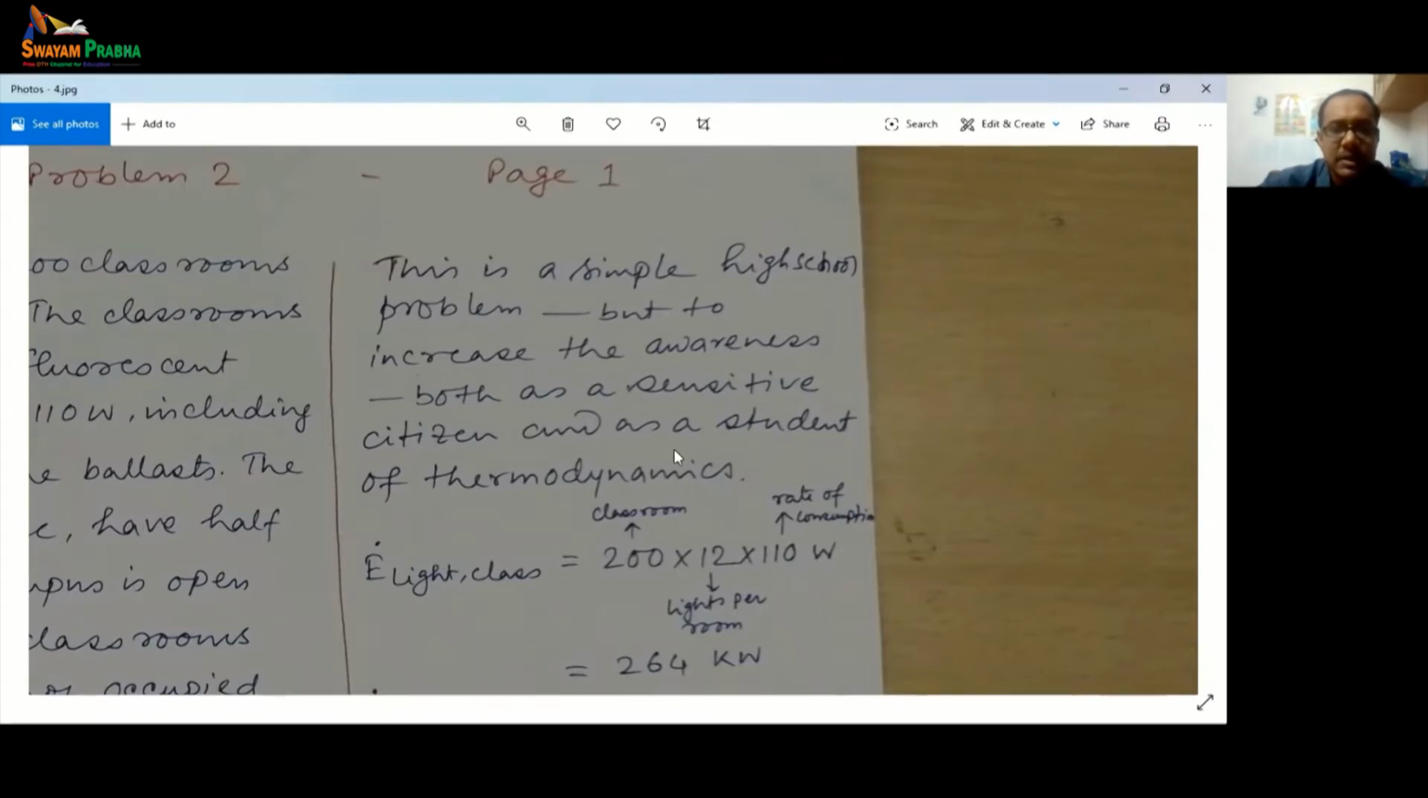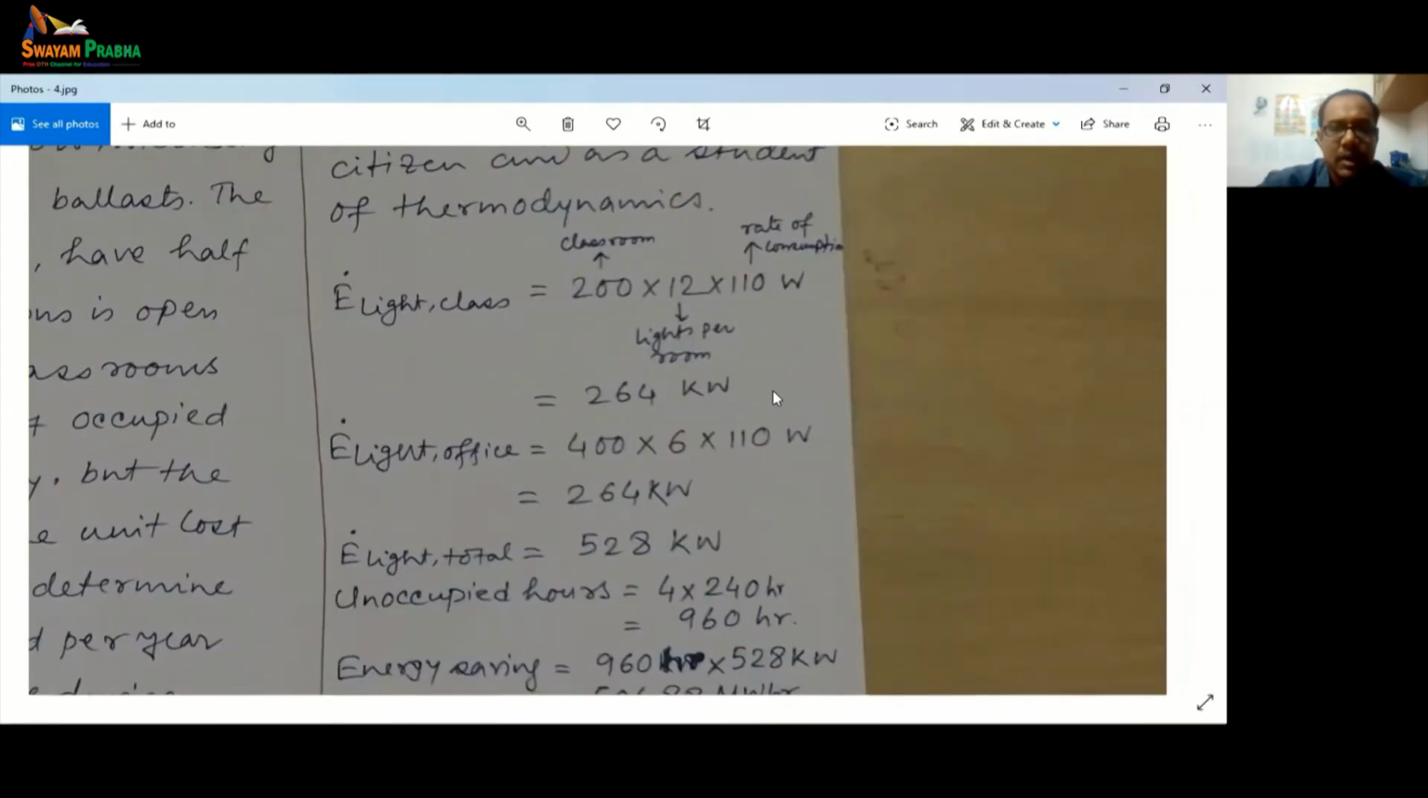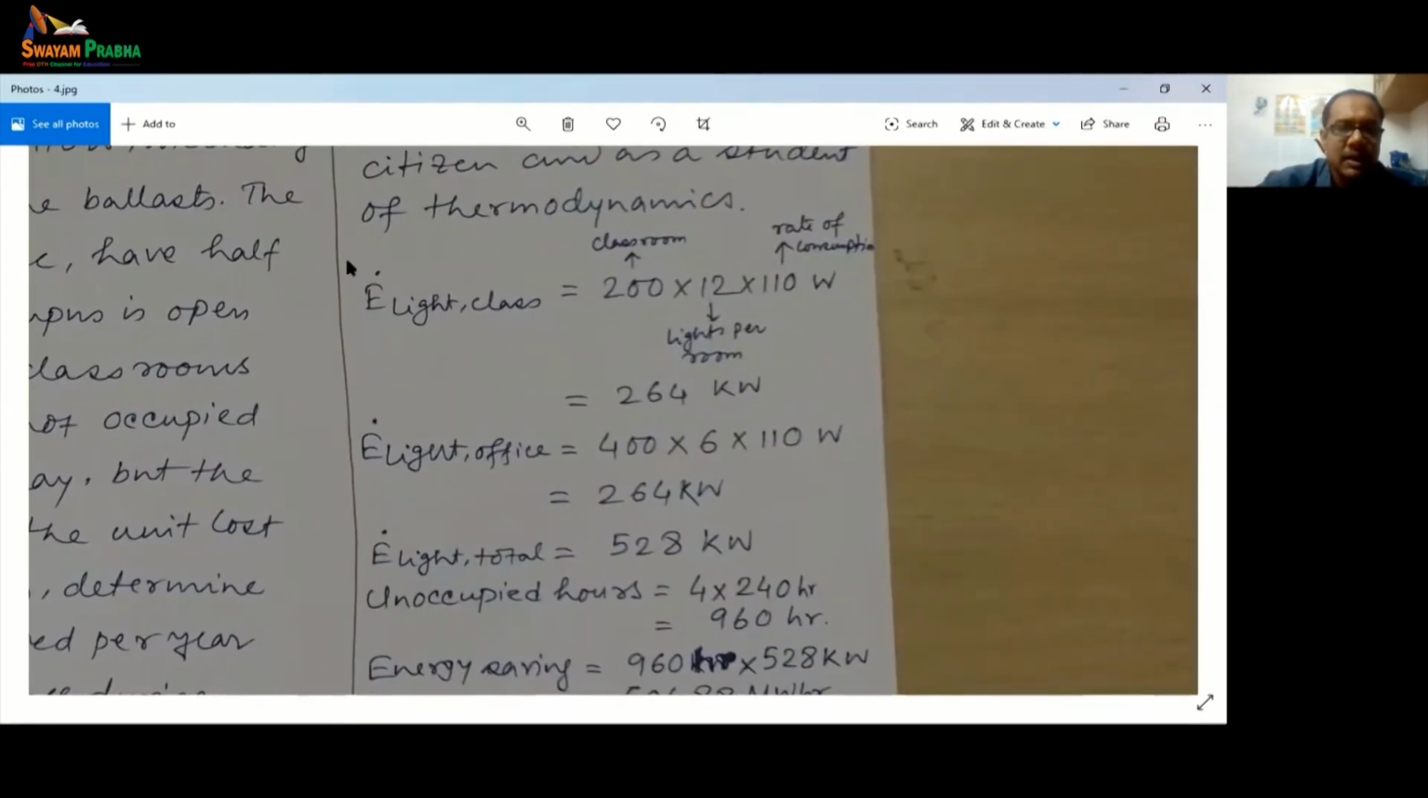So both as a sensitive citizen and as a student of thermodynamics, you should now have some idea of these numbers, and how much they cost in terms of money and energy. Let's say the amount of energy for the lights in the classrooms you just get by multiplying the number of classrooms, which is 200, lights per classroom, which is 12, and the rate of consumption, which is 110 watts. If you multiply that, you will get 264 kilowatts.